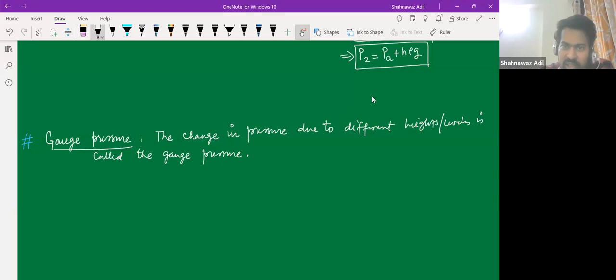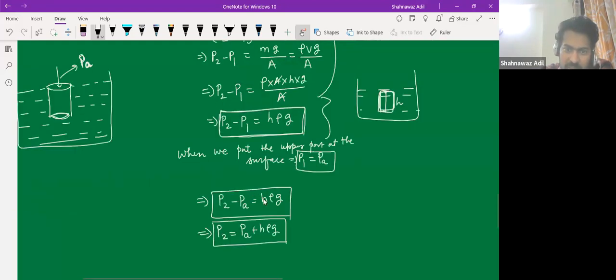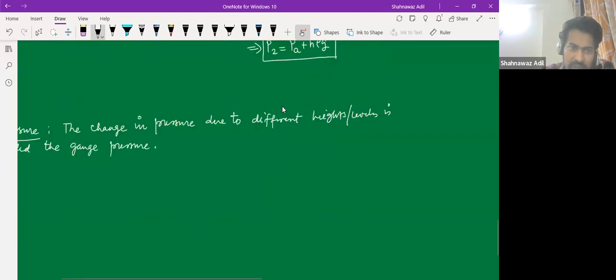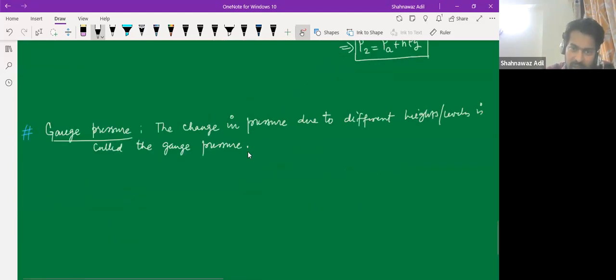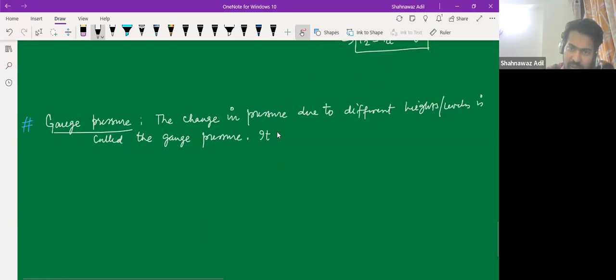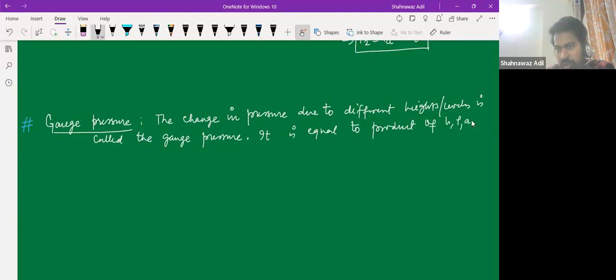So what was the change in pressure? P2 minus P1, this was h rho g, right? So it is equal to the product of h, rho and g. So P2 minus P1 is h rho g. This is the gauge pressure.